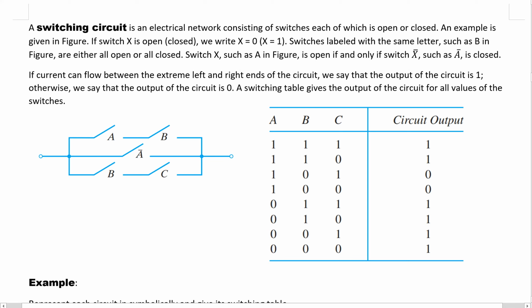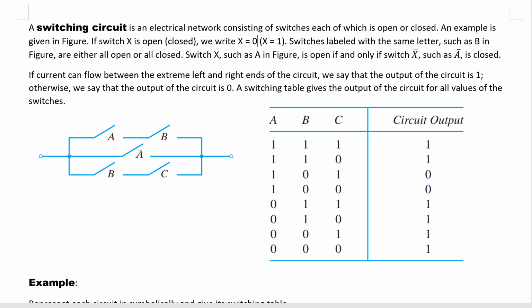A switching circuit is an electric network consisting of switches, each of which is open or closed. An example is given in the figure. If switch X is open, then we write X is 1. I think it's 1, okay. If it's open, then we say X is 1. And if, oh, sorry, yes, it's open. Okay, if it's open, then the current cannot go through, then we say X is 0. If it's closed, then it can go through, so we can have X is 1.